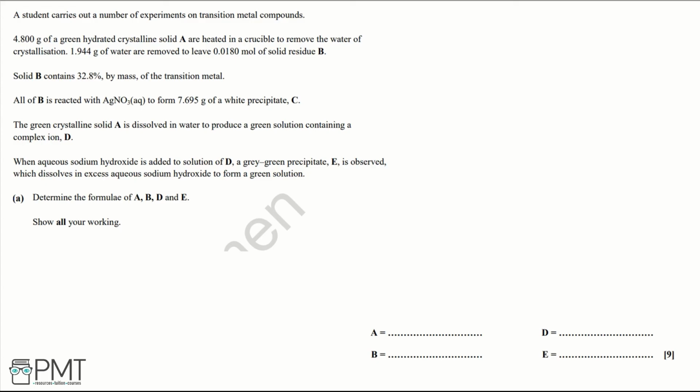Show all your working. Firstly, using our tests for ions, we know that if we react something with silver nitrate and produce a white precipitate, we're going to have chloride ions present. So we can use this information to help us work out the formula of B. So what we need to do to start with is work out the moles of C. And C is going to be silver chloride, so AgCl.